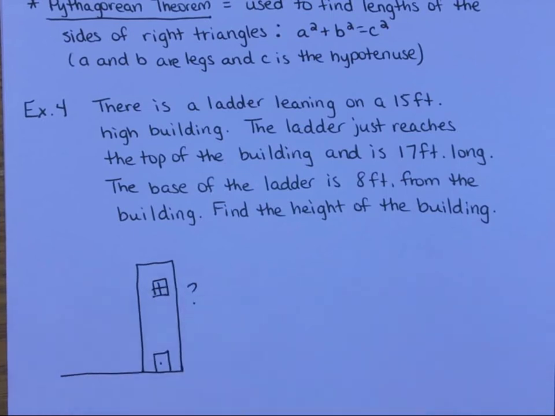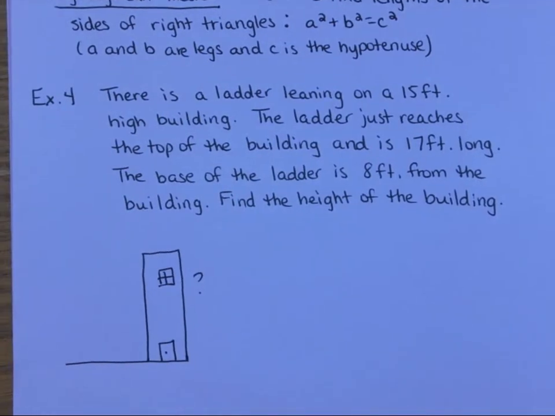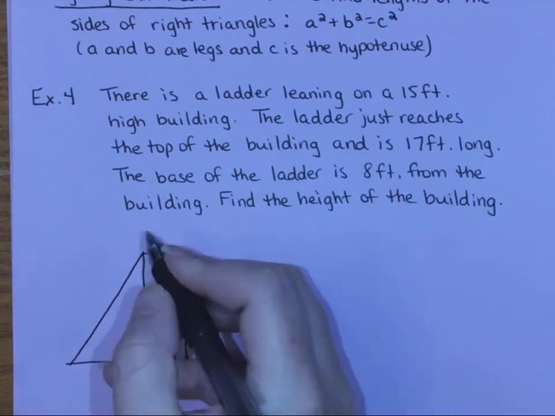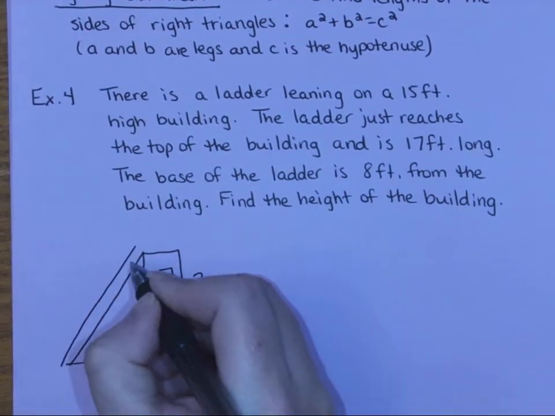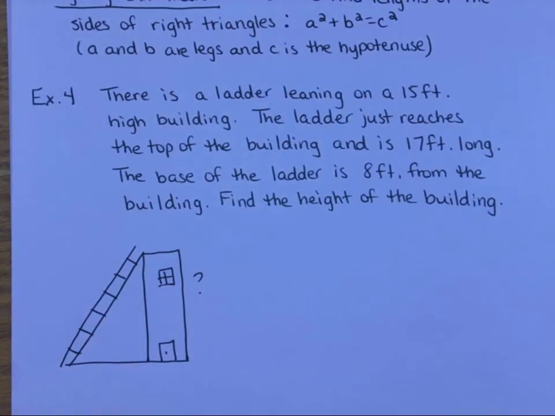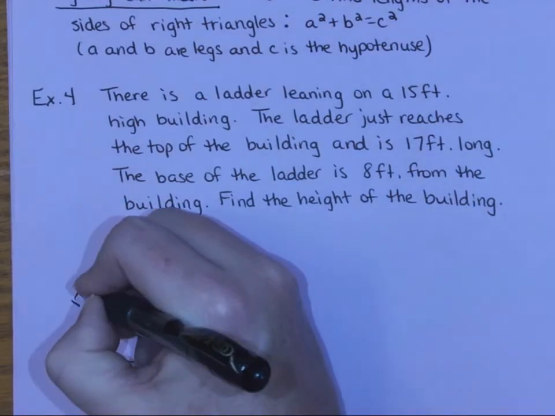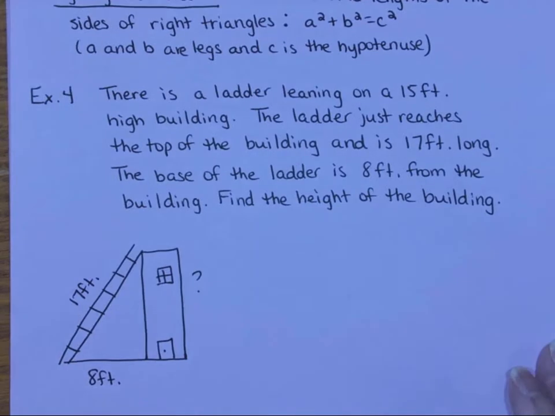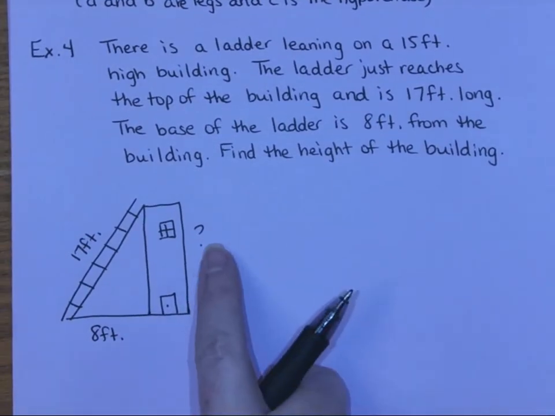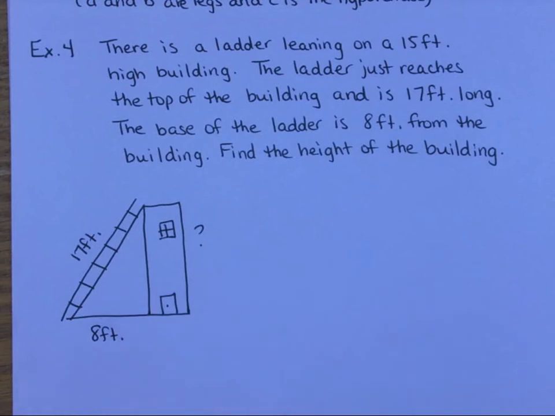So this is what I want to know the height for. My artistic skills are lacking, I know. And so here's the ladder. And we know that the ladder is 8 feet from the building, right? And we know that the ladder is 17 feet long. So the first thing is just common sense tells us that this answer is not going to be as long as 17 feet, right? Because the hypotenuse is supposed to be the longest side, okay?